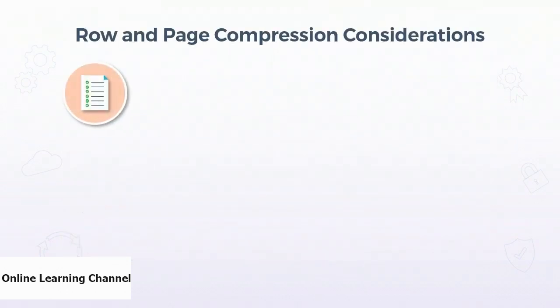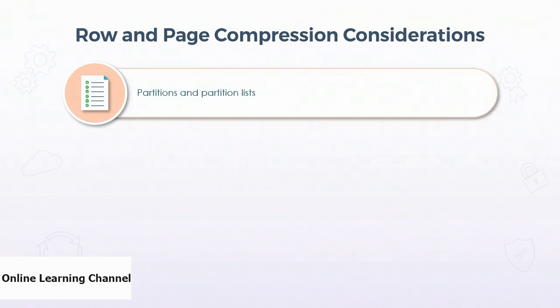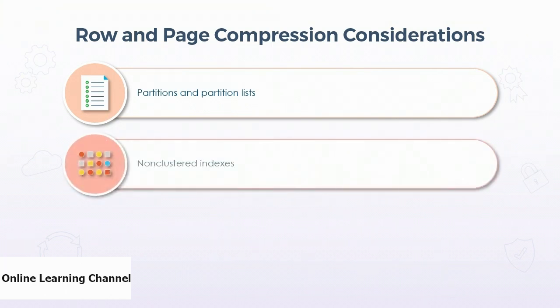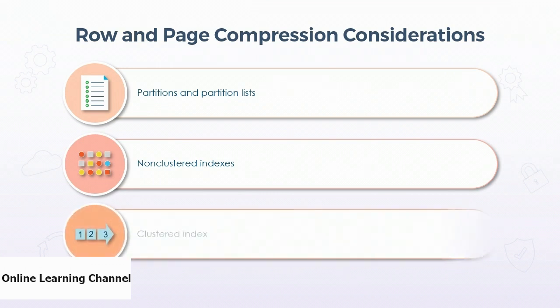Some further row and page compression considerations are as follows. Partitions and partition lists that are out of range will generate an error. Non-clustered indexes will not inherit the table's compression property. The compression property of indexes must be explicitly set. And finally, clustered indexes created on the heap will inherit the compression state of the heap. Alternative compression settings can be configured.